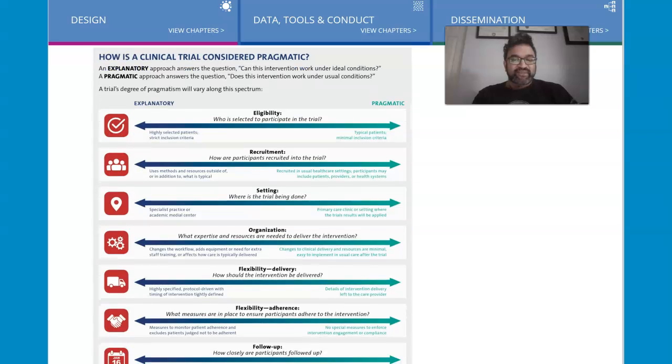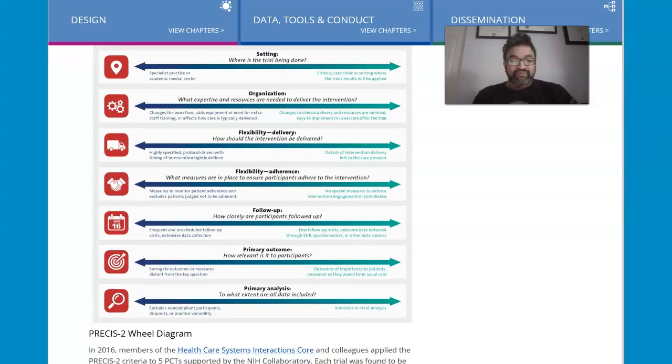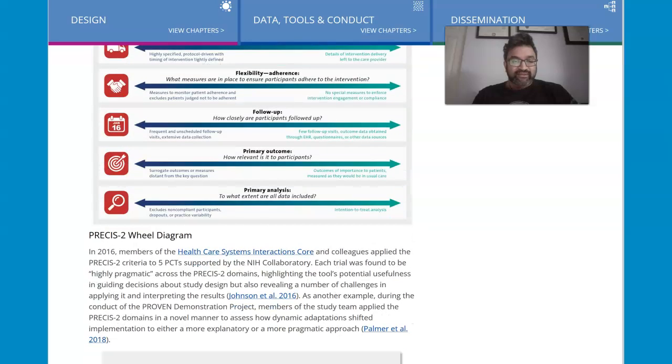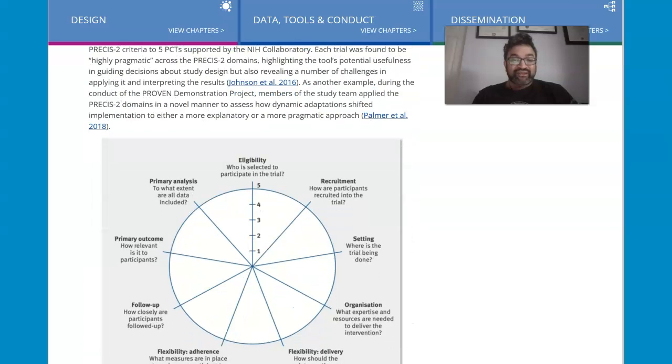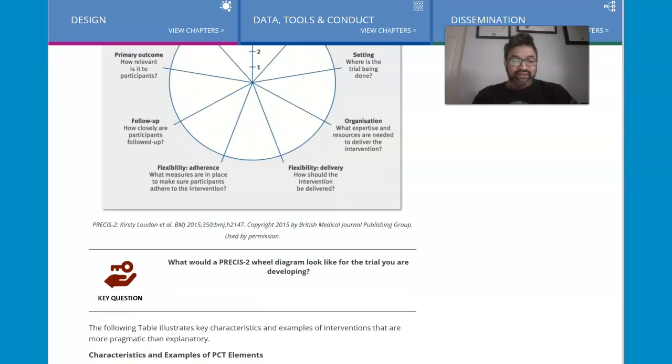One extreme is explanatory and the other extreme is pragmatic. Explanatory means highly selected patients, strict inclusion criteria. Pragmatic means typical patients, minimal inclusion criteria. So this is the contrast, and I think this contrast by criteria: eligibility, recruitment, setting, organization, flexibility in delivery, flexibility in adherence, follow-up, primary outcome, primary analysis is really good. And there's also a wheel diagram, I think, that really provides some extremely helpful insight.